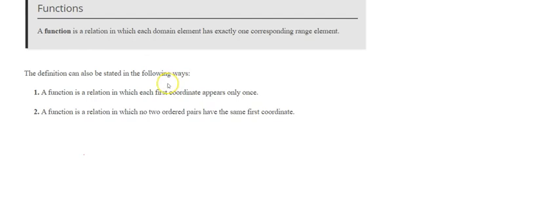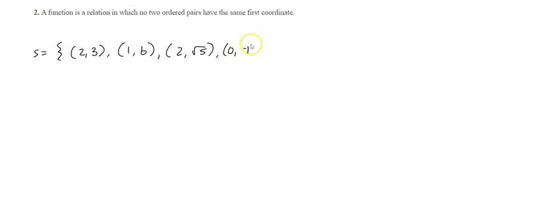The first coordinate is only the x values. A function is a relation in which no two ordered pairs have the same first coordinate. Well, let's just make this simple. Let's have a set of coordinates. We're going to call it S. And those sets of coordinates are going to be (2, 3), (1, 6), (2, root 5), and (0, negative 1).